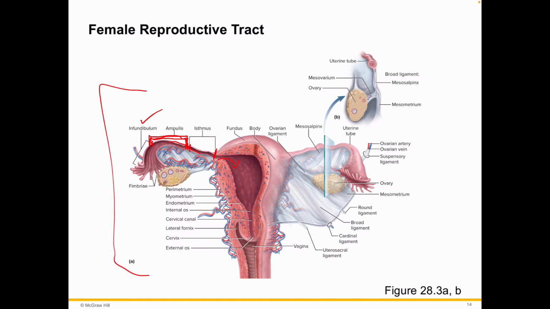So the uterus has a couple parts to it we should talk about. The fundus is usually the top. It's like the curvature right here. The body itself.